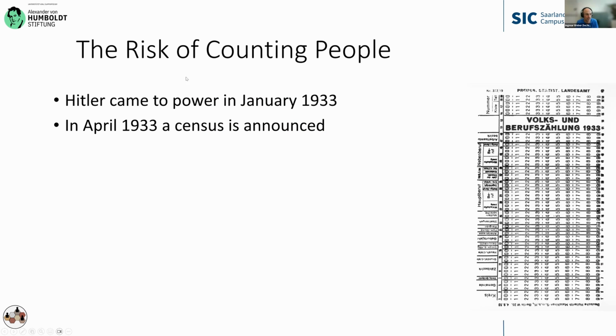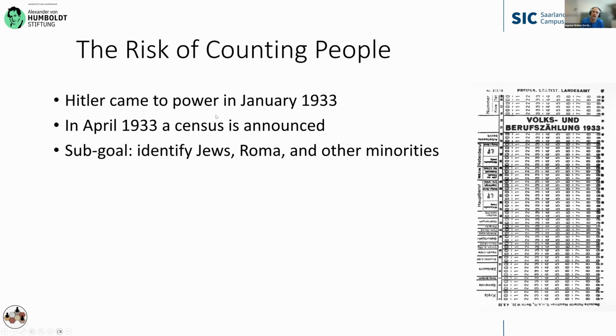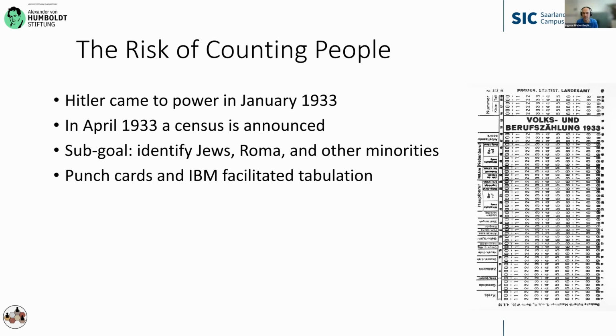So, a fun story. Hitler came to power in 1933, and fortunately for him, the census was already planned for April that year. One of the goals of the census was to identify Jews, Roma, and other minorities. This was even planned before Hitler. And now Hitler was lucky that in that year, for the first time, there was a data science innovation. It was not AI or big data, but punch cards and IBM.